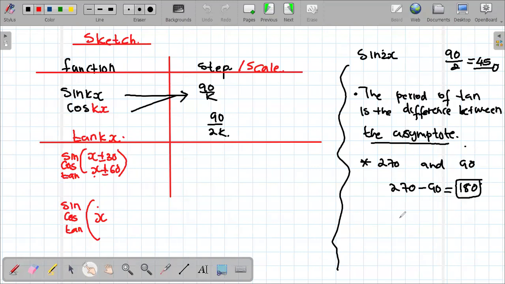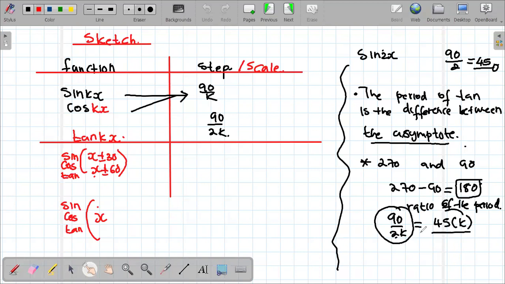When I say 90 divided by 2k, it is basically, what is 90 divided by 2? Is 45. 45 multiplied by k. What is k? It is the ratio of the period. Okay, that's why we have 90 divided by 2k.